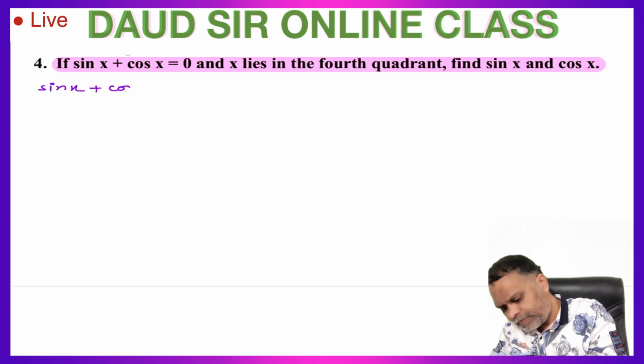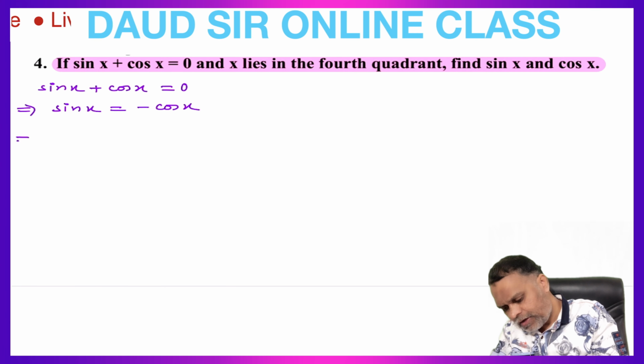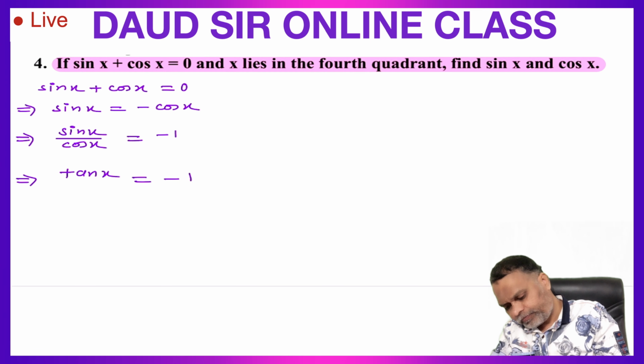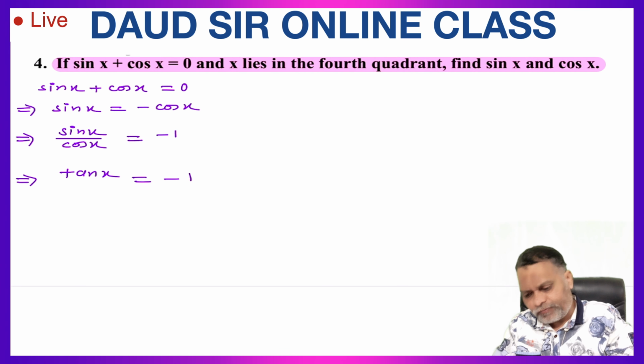Sin x plus cos x is equal to 0, or we can write sin x is equal to, shifting cos x to this side, minus cos x. By cross multiplying, sin x upon cos x is equal to minus 1. So sin x upon cos x is tan x, which is equal to minus 1. The value of tan x is coming minus 1. The reason is that x lies in the fourth quadrant. In the fourth quadrant, tan is negative.